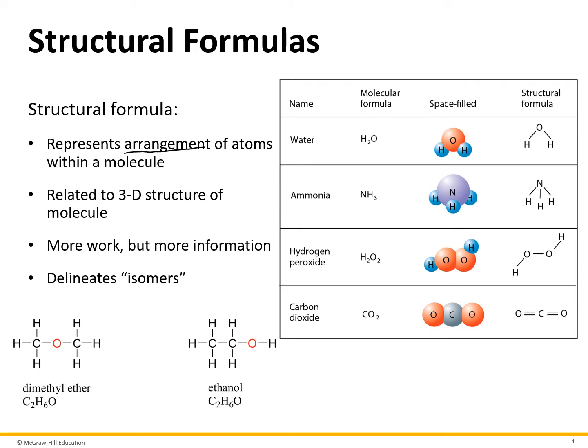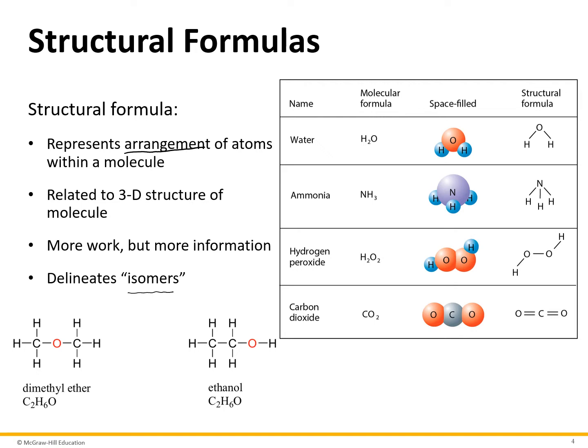Another boon to knowing the structural formula for a compound is that it can alleviate some ambiguities. It delineates structural isomers of a compound. So isomers, what is that? An isomer is basically two compounds that have the same formula, but they're completely different entities.